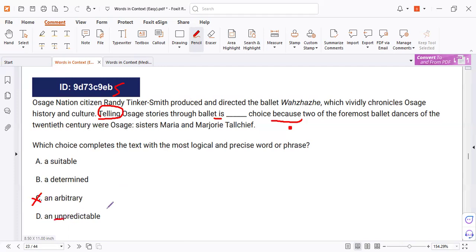Unpredictable. I'm not talking about whether it was surprising or predictable. Literally. So okay, it's determined or suitable. It's a suitable choice. Suitable. That is right. Come on.